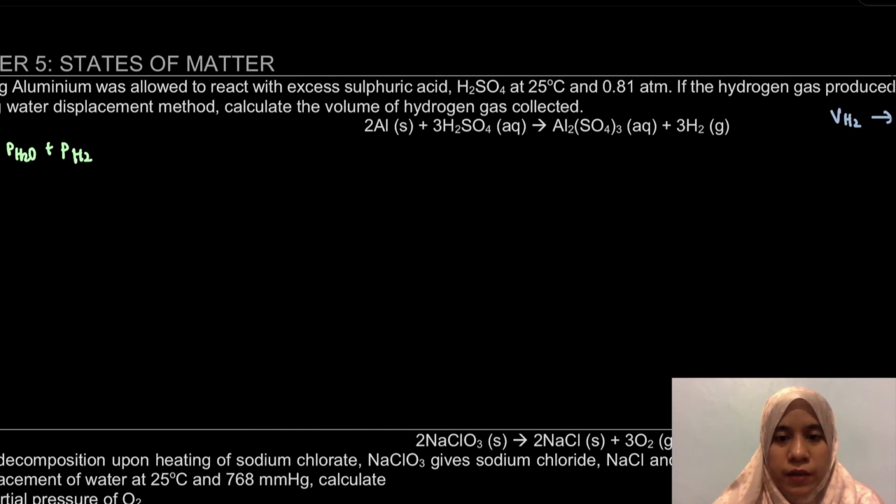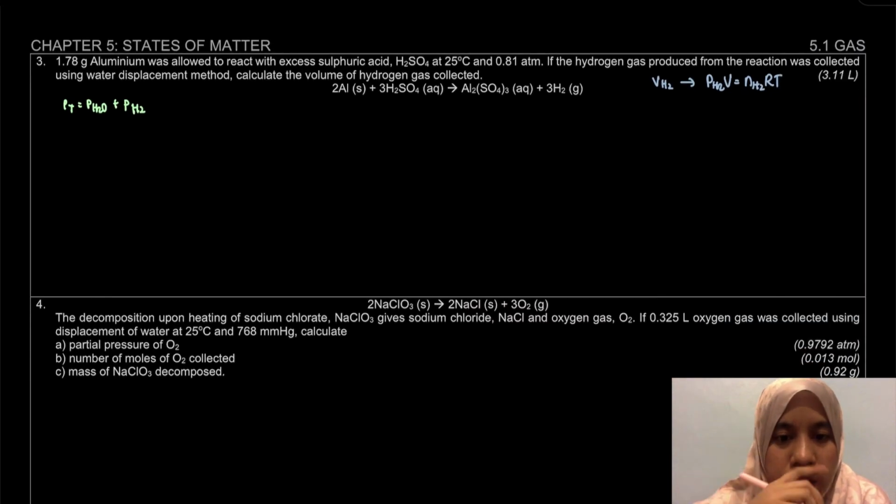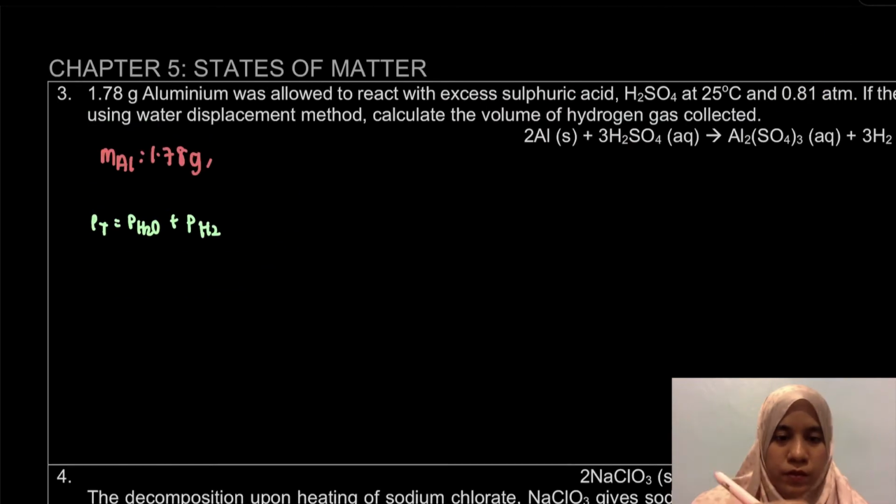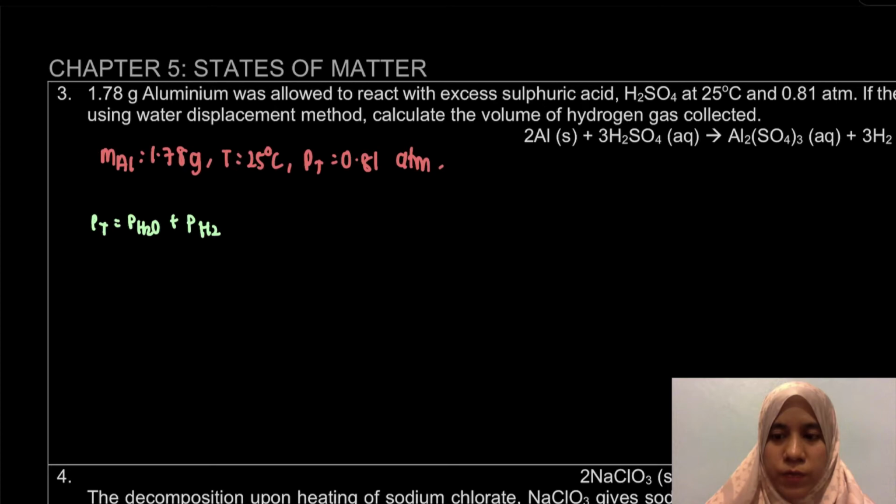Okay, let's extract dulu information yang ada. Okay, 1.78 gram aluminium, temperature 25 degree Celsius dengan pressure total dia. Kalau kat sini dia tak bagi, so maknanya this is my pressure total. So this is the information given.